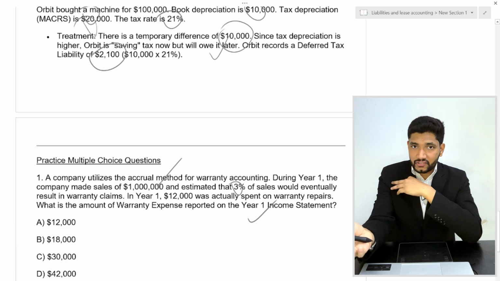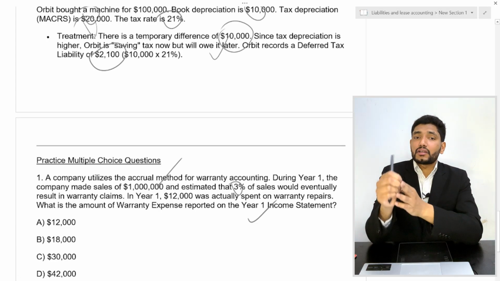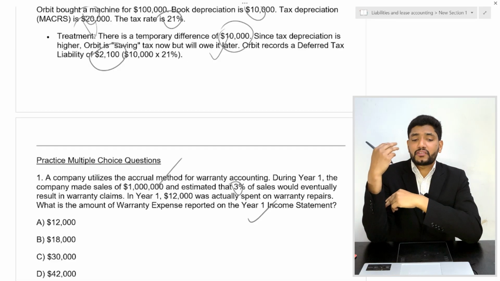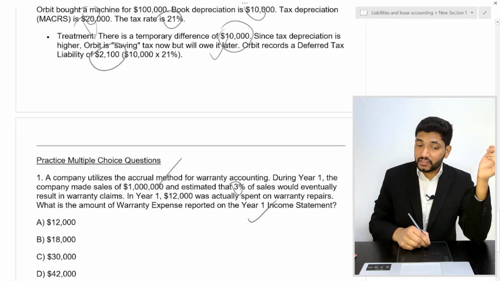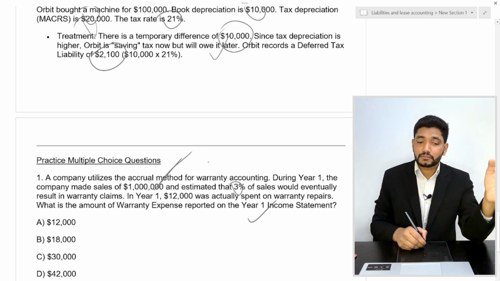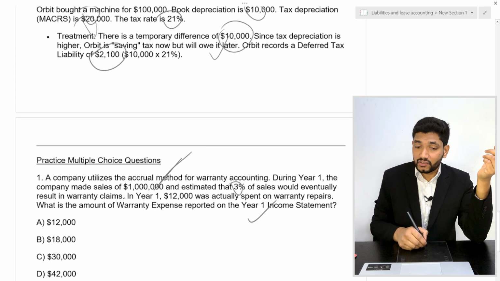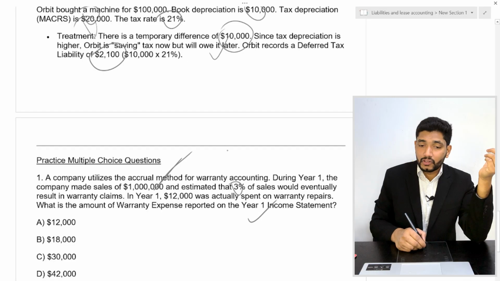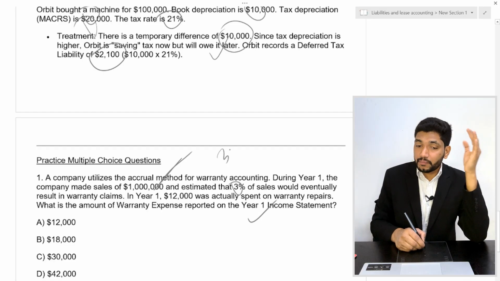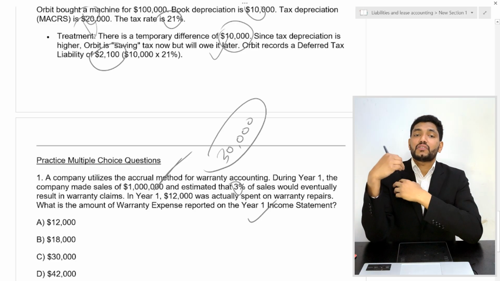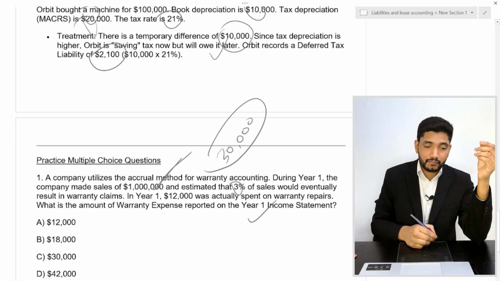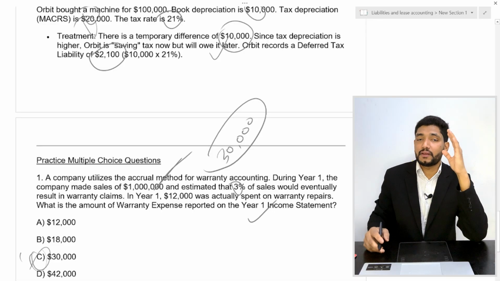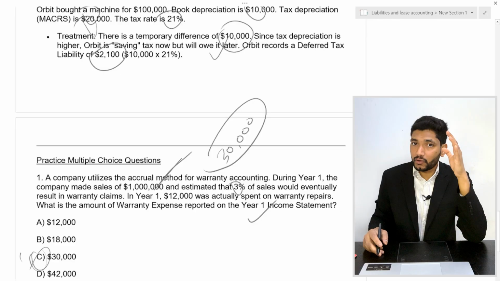So, here the question is very straightforward. What could be the total reported warranty expense for year 1? Their total sales is 1 million and the estimated warranty expense is 3% of sales. So, it will be 1 million into 3%, that means 30,000 is your warranty expense that you have to report in year 1. So, option C is the right answer here. That is the warranty expense that you have to show in your income statement for year 1.